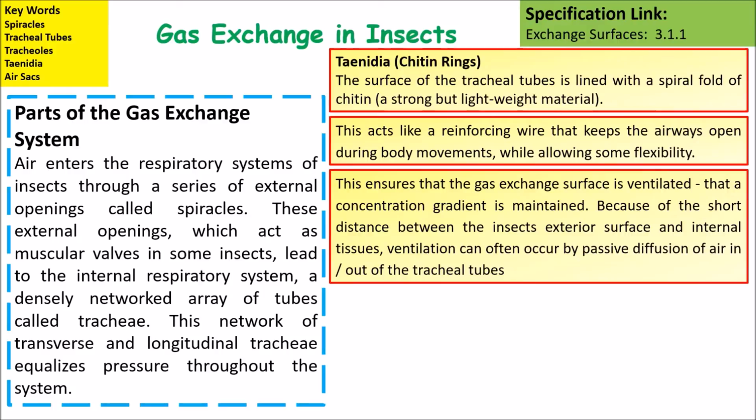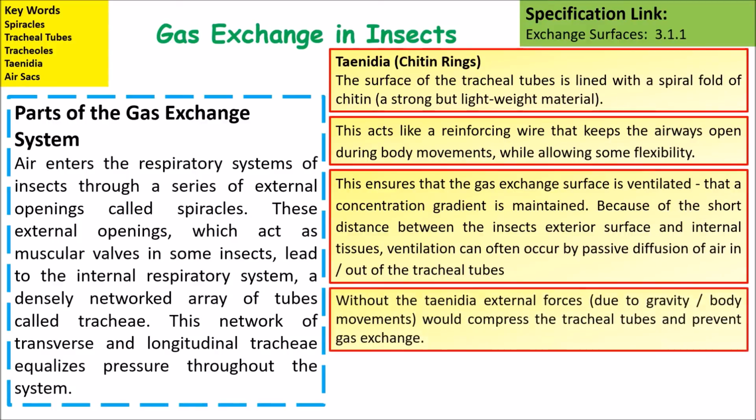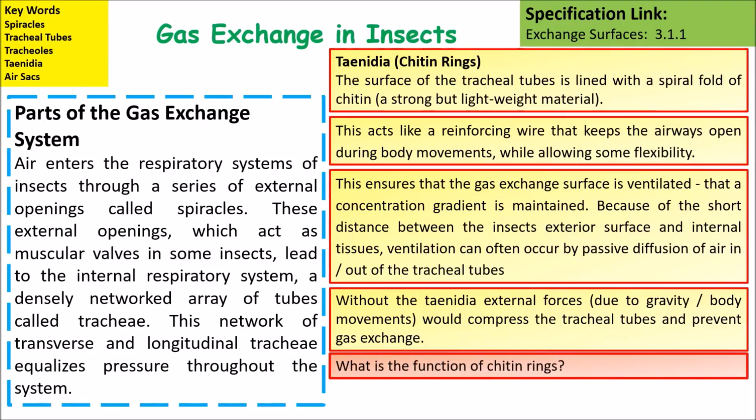This ensures that the gas exchange is ventilated and that the concentration gradient is maintained. Because of the short distance between the insect's exterior surface and internal tissues, ventilation can often occur by passive diffusion of air into and out of these tracheal tubes. Without these rings of chitin, external forces, due to gravity and body movements of the insect, would compress the tracheal tubes and prevent any gas exchange from taking place. So the key function of these chitin rings is to keep the airways open.